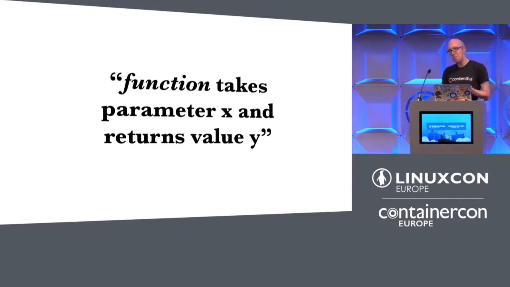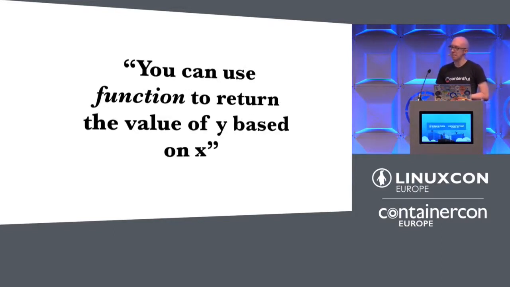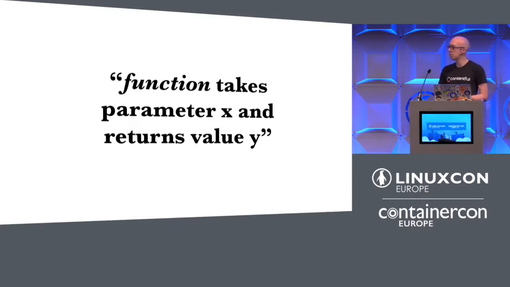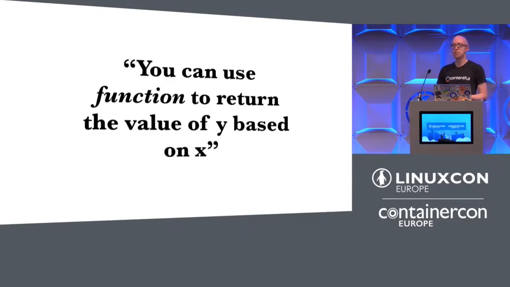Let's have a look at maybe a different way we could write this. So in this case, you can use function to return the value of y based on x. It's a small change. It's quite subtle in some respects, but what we're doing is we're putting the person reading the document in a kind of scenario and involving them in the narrative. And incidentally, you could use "we" in this example too.